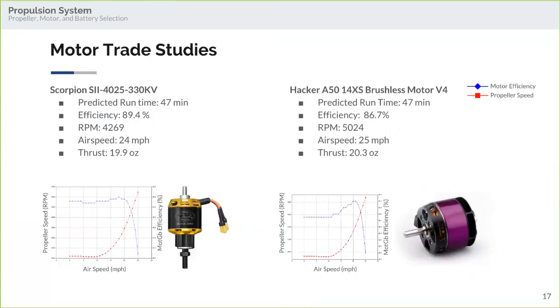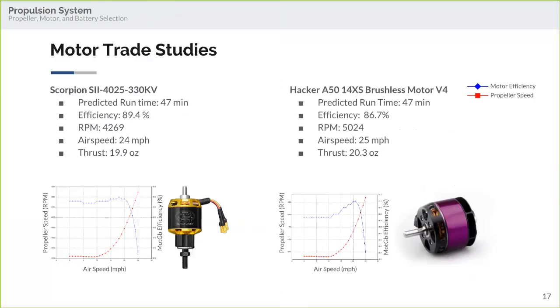So the two motors that we looked at heavily were the Scorpion S2 and the Hacker A50. As you can see, they both had roughly the same specs. We got these motors from MotoCalc based off of our preliminary design constraints. Both of them have roughly the same runtime of 47 minutes. The Scorpion had a little bit better motor efficiency of 89.4% compared to the Hacker's 86.7%. RPM is 4,200, airspeed roughly the same, and thrust roughly the same across both motors.